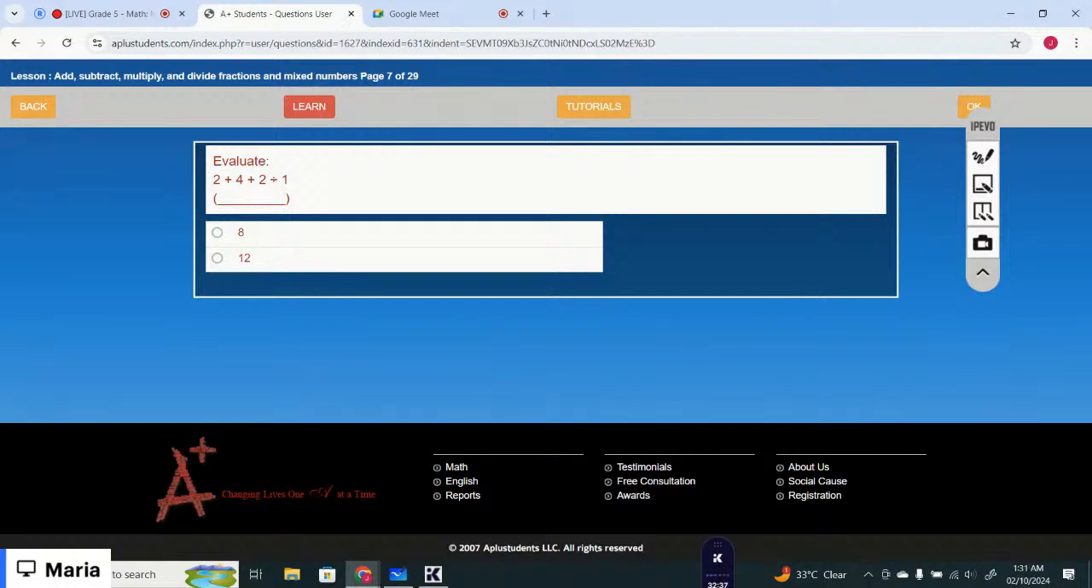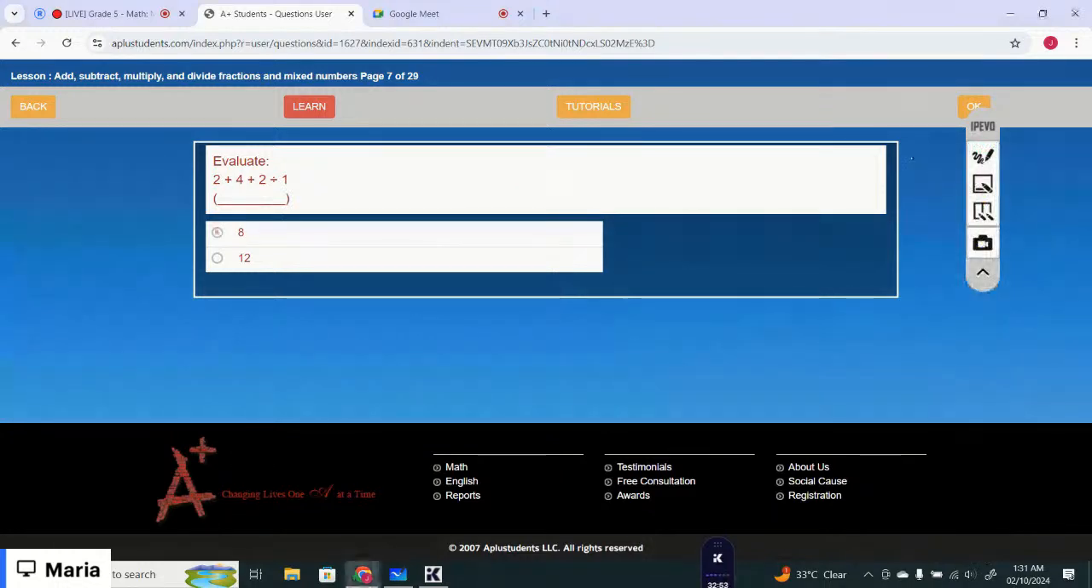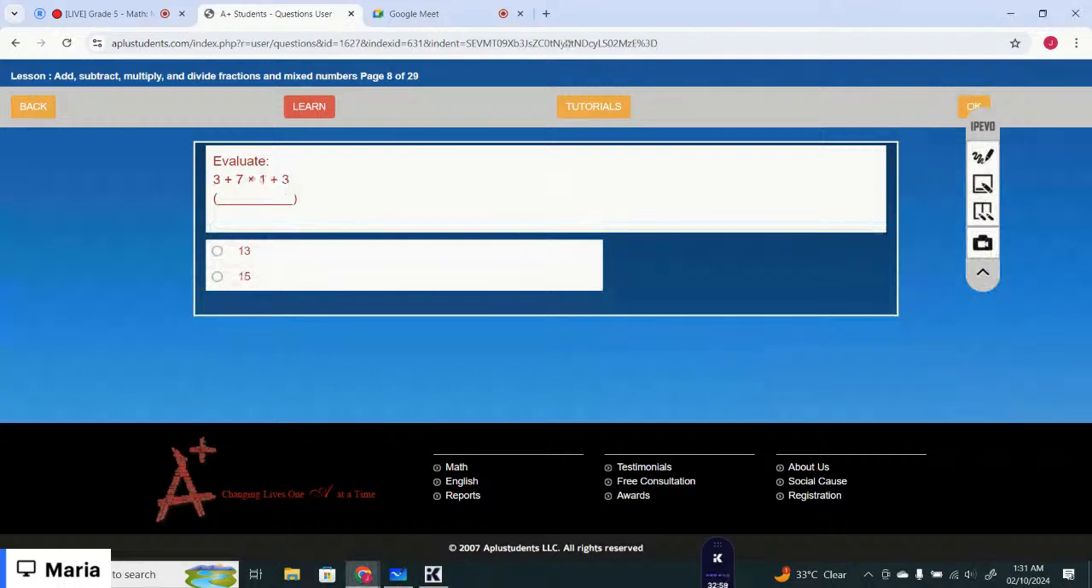So that is 2 plus 4 plus 2 divided by 1. You have to divide first, right? 2 divided by 1 is 2. Then you add 4, 5, 6, 7, 8. So option 1 is the correct option. You got it? Okay, you can complete the lesson by yourself later today. Let me just move on to the next lesson.